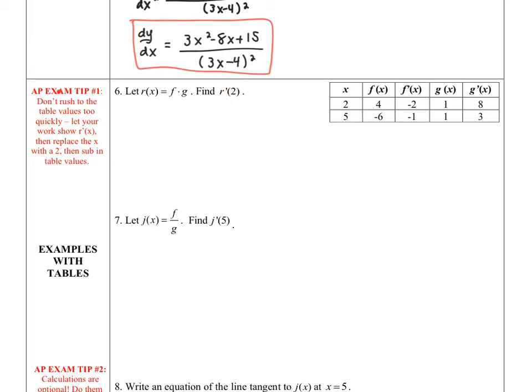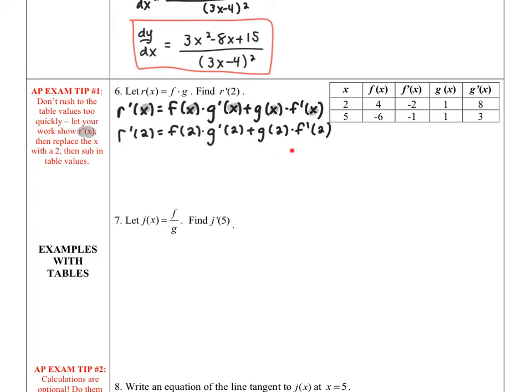And my AP exam tip number 1 over here says don't rush just to find r prime of 2. Let's start by just finding that r prime of x function first. So my first move is just to find r prime of x. Generally, just showing this derivative is going to earn you a point. And if I want to find r prime of 2, now all I'm going to do is all of these x's are now going to become 2's.